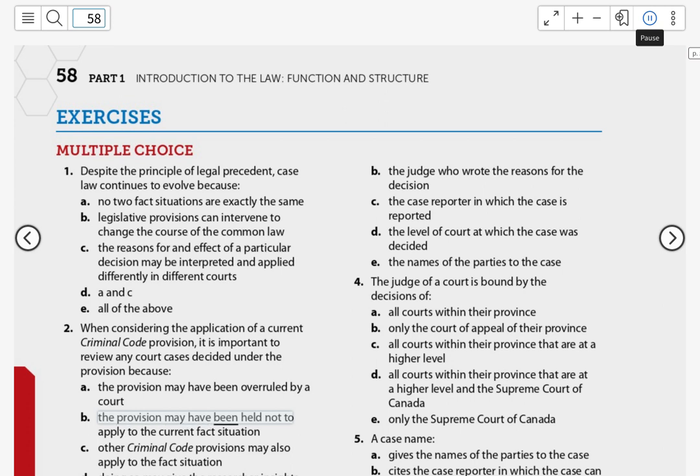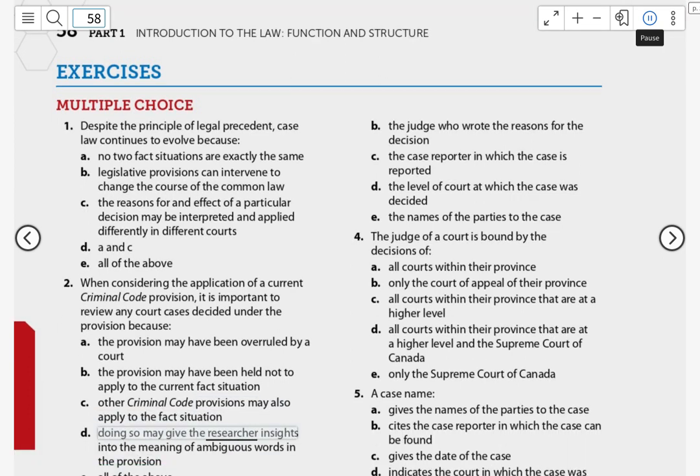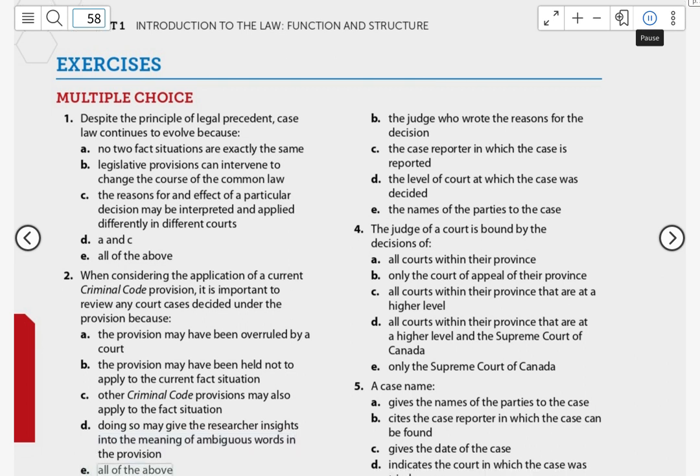b. The provision may have been held not to apply to the current fact situation. c. Other criminal code provisions may also apply to the fact situation. d. Doing so may give the researcher insights into the meaning of ambiguous words in the provision. e. All of the above.